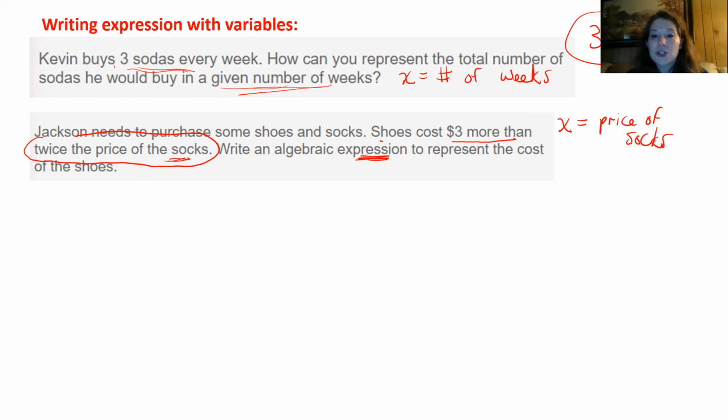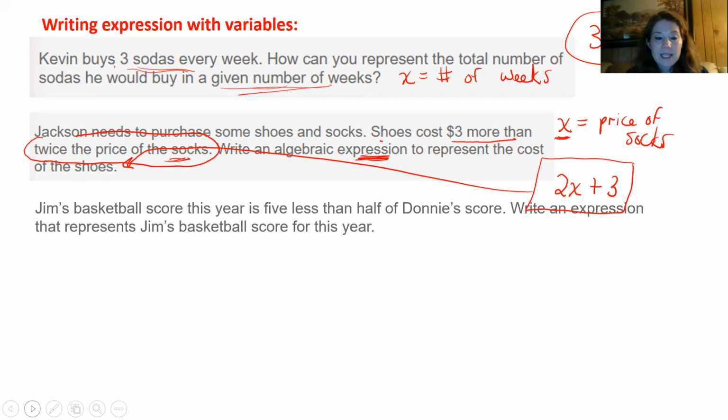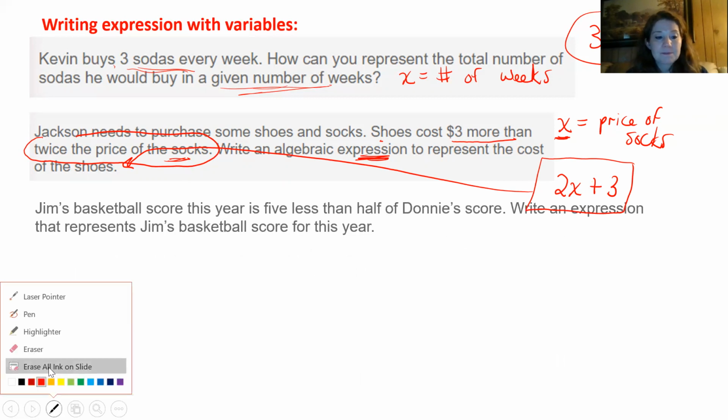But we do know that shoes are 3 more than. So more than means you take that number, throw it to the end. Remember that? Twice the price of socks. Well, how do I write twice X? 2 times X is 2X, and then 3 more than. And this right here, guys, represents the cost of shoes. That's what this represents, the cost of shoes. All right. The next one, let me erase this.